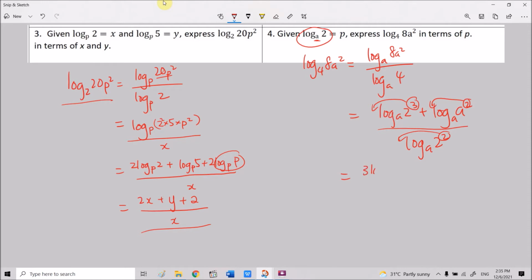So I have 3 log base a of 2 plus 2 log base a of a, over 2 log base a of 2. Log base a of 2 is given as p here, so 3p plus 2, and log base a of a is 1, over 2p. If you want to further simplify from here, you get 3 over 2 plus 1 over p.